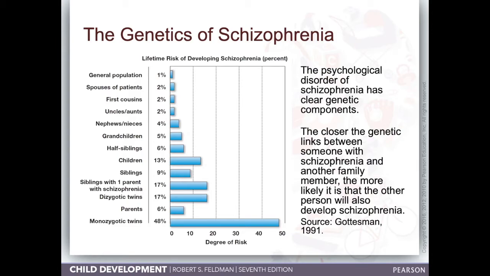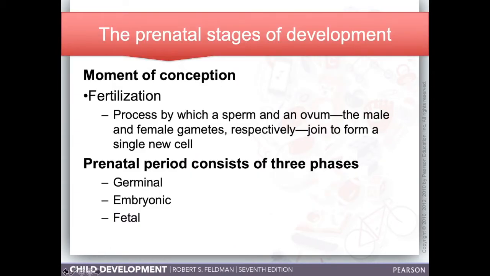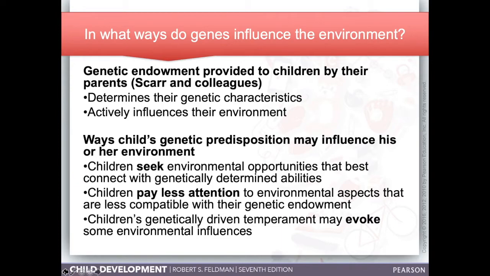The lifetime risk of developing schizophrenia is the chart that they're showing here, the degree of risk. On the left-hand side, you see the general population, all the way down to twins, which is the highest. The psychological disorder of schizophrenia has clear genetic components. If somebody in your family has it, it poses a much higher risk of being passed down. The closer the genetic links between someone with schizophrenia and another family member, the more likely the other person will also develop schizophrenia. In what ways do genes influence the environment?